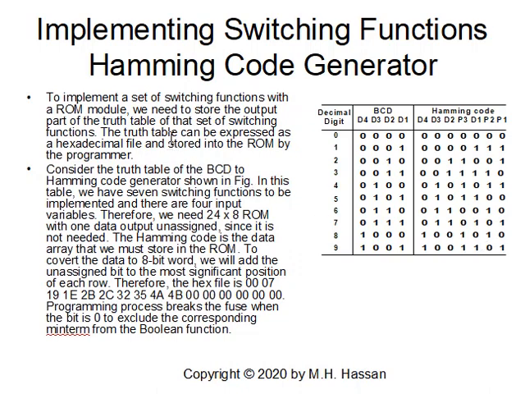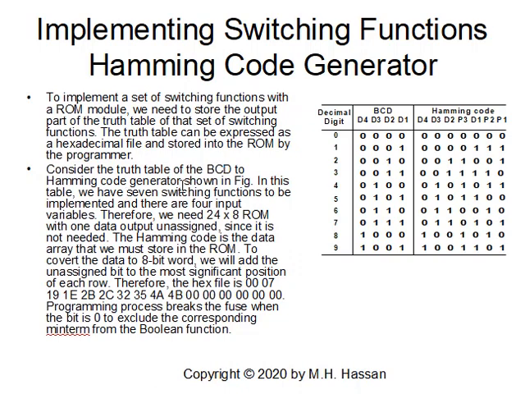To implement a set of switching functions with a ROM module, we need to store the output part of the truth table of that set of switching functions. The truth table can be expressed as a hexadecimal file and stored into the ROM by the programmer. Now, the programming device is called a burner. It's really not that expensive a device, and it could be used to burn a variety of modules like ROMs, PALs, PLAs, and GAL chips. So it's extremely useful.